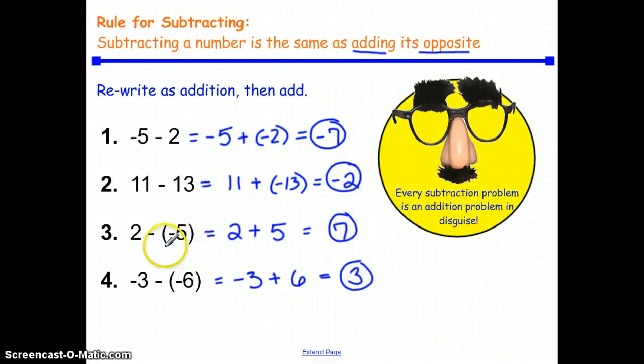Notice a rule that you remember from middle school is that anytime you have two negatives, that turns into a positive. And when you have just a negative, what's really happening is that negative is sticking onto the 2, sticking onto the 13, so you can think of it as adding negative 2 and adding negative 13.